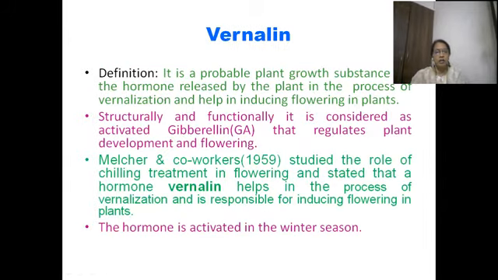Next, we are going to discuss the hormone vernalin. As we had studied about florigen, which is a hypothetical hormone used for flowering due to photoperiod. Okay, here another name is given, vernalin. Vernalin is produced during vernalization and florigen is produced during photoperiodism. Okay. So this is the definition.